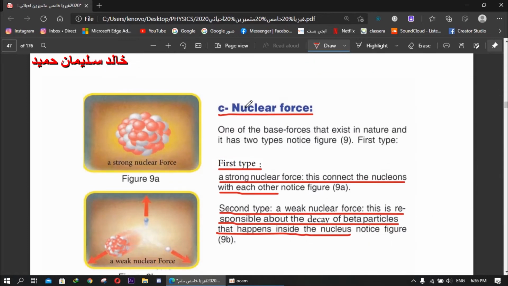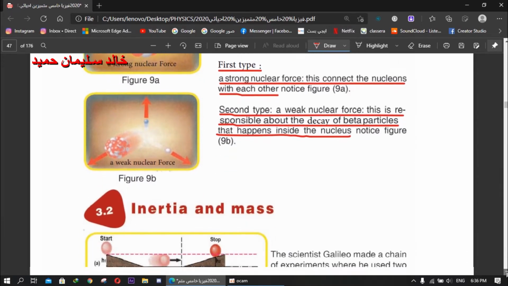The third type is the nuclear forces. The first type is the strong nuclear force. This connects the nucleons with each other. The second type is the weak nuclear force. This is responsible for the decay of beta particles that happens inside the nucleus. We will study that in detail next year, inshallah.